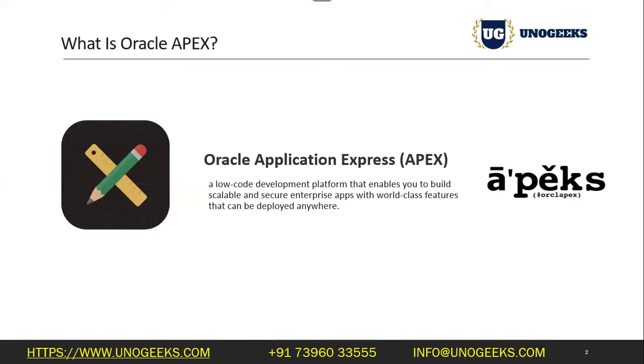Oracle Apex was previously known as HTML-DB, and it started with version 4.0. Now we have the recent version, that is 23.2.4.